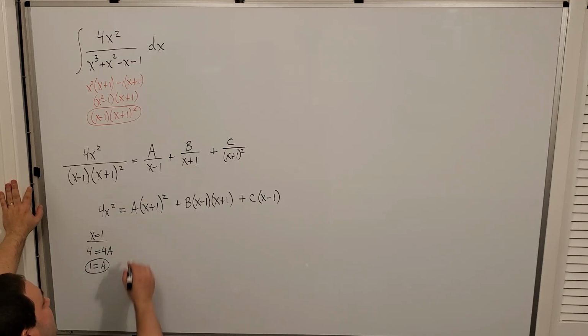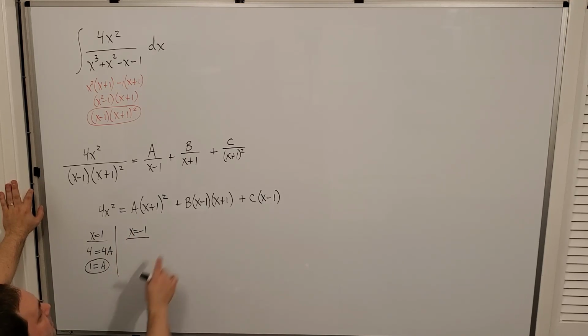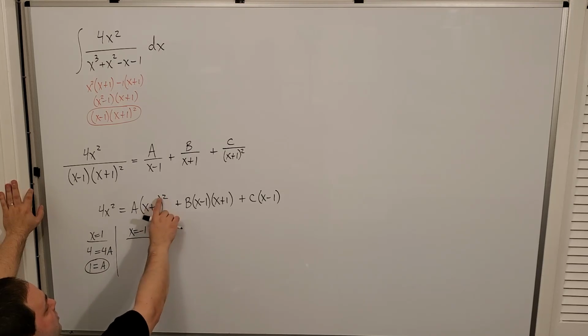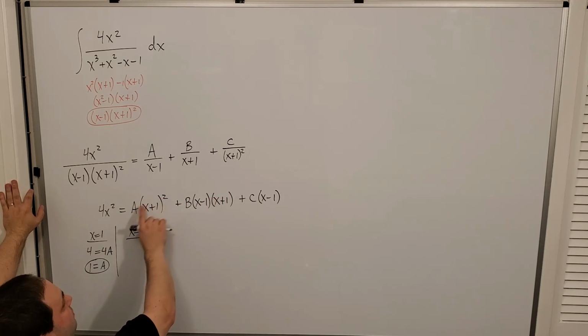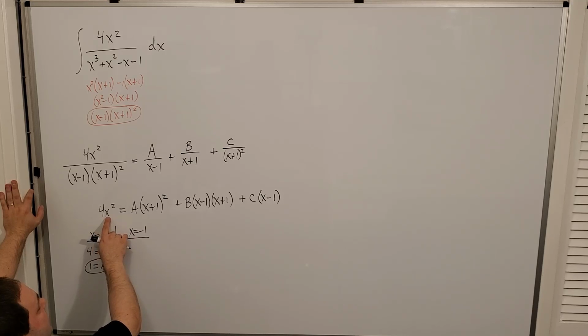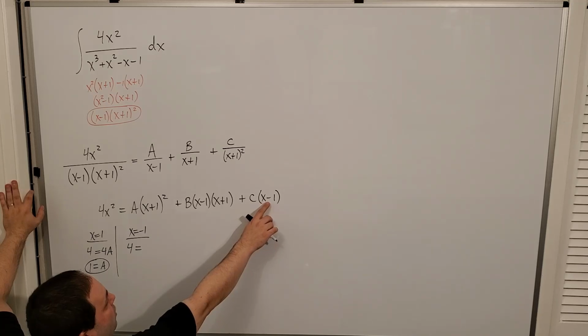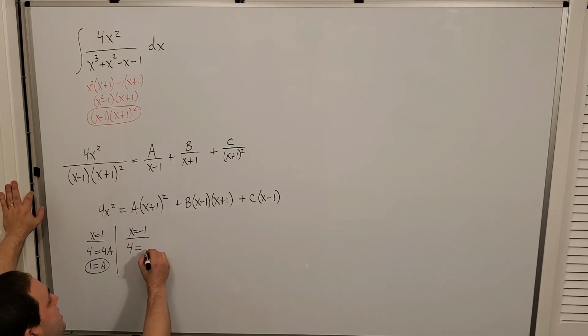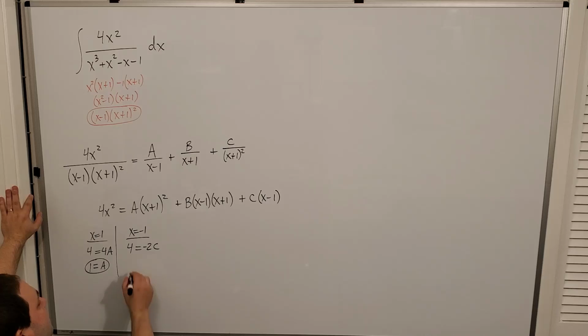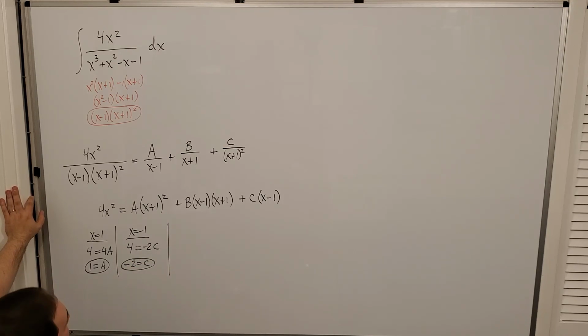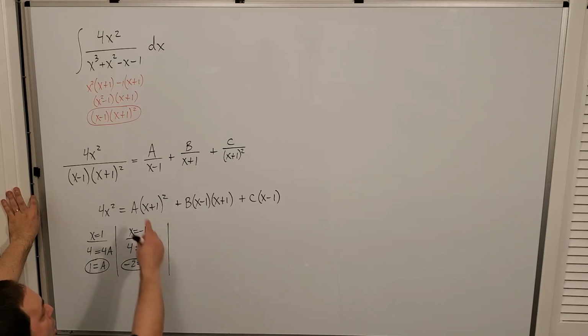Next, if I let x be negative 1, then everything with the x plus 1 will zero out. This will zero out. This will zero out. I'll be left with 4 times negative 1 squared over here, which will still be 4. But over here, I'll have negative 1 minus 1, which is negative 2 times C. So negative 2C. This tells me that C is negative 2. Now in this last one, what I can do is just let x be any value, or I can do the exponent analysis also. That also works.